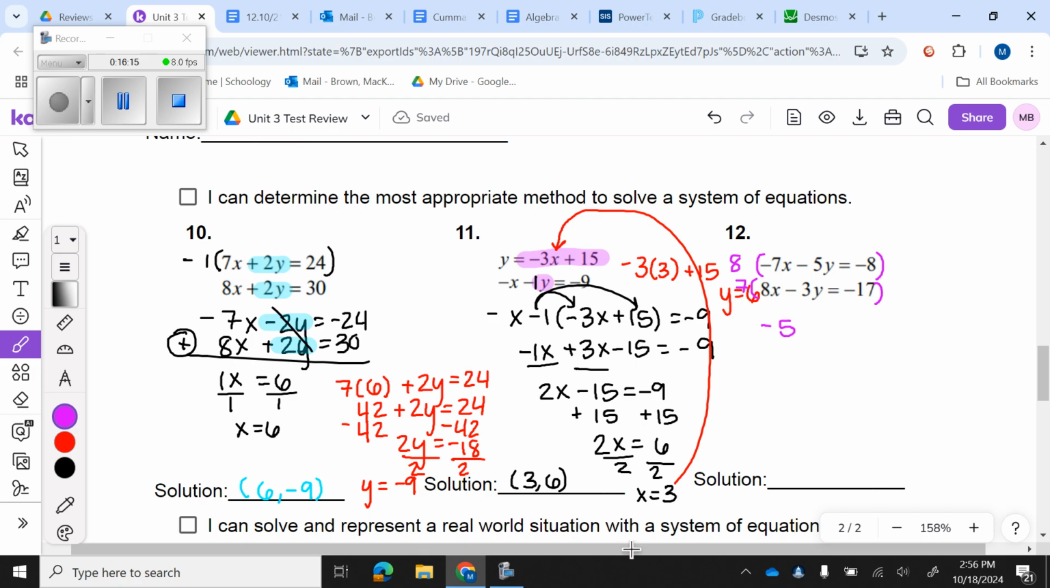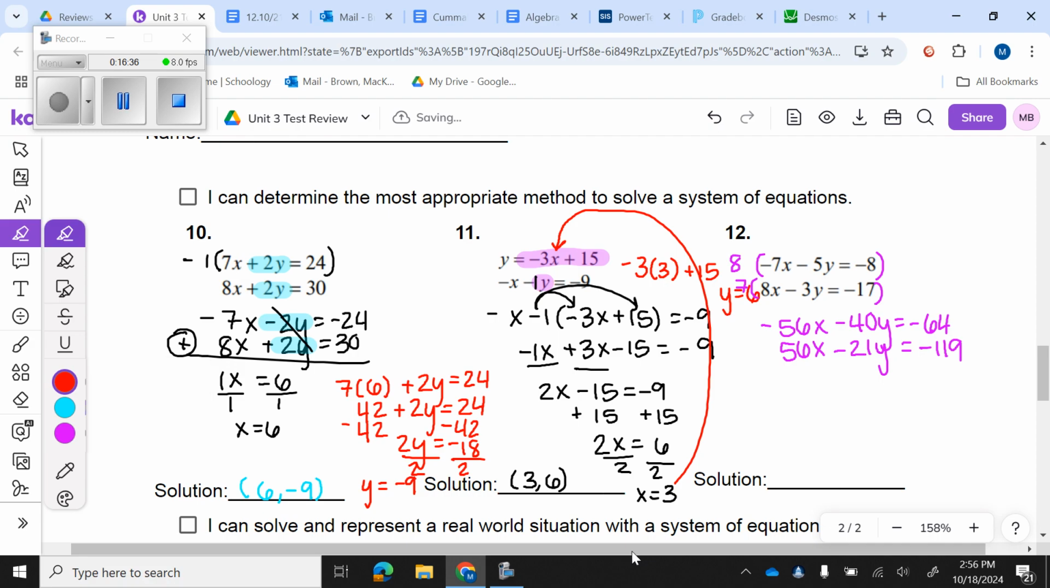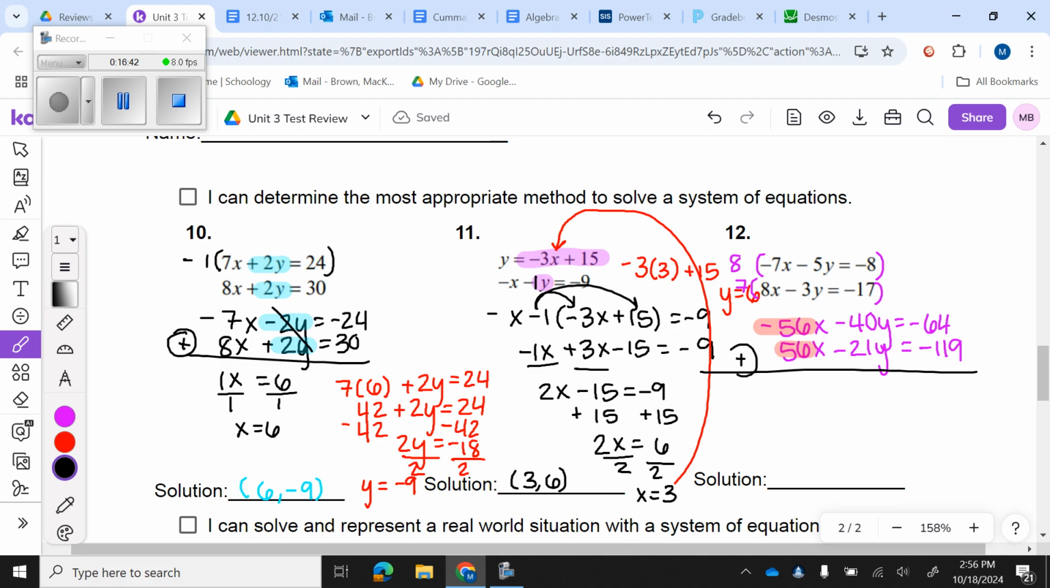So I'm going to have a negative 56x minus 40y equals negative 64. And then here, I'm going to have a positive 56x minus 21y equals negative 17 times 7 gives me negative 119. Okay, we're going to check that we have two things with the same coefficient but opposite signs, which we do. So that means we can go ahead and add to eliminate.